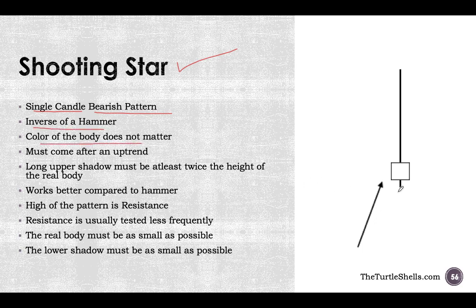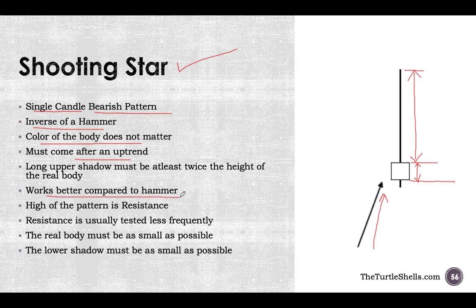The color of the body does not matter, so this can be white or black. It must come after an uptrend. Remember, the hammer was a bullish pattern, so it had to come after a downtrend. The shooting star is a bearish pattern, so it has to come after an uptrend. The long upper shadow must be at least twice the height of the real body, so this length should be at least twice the height of this body length.